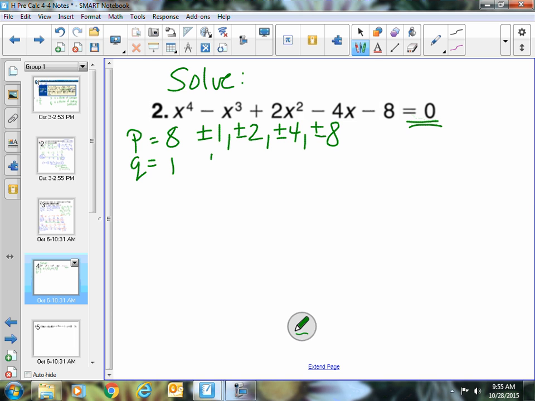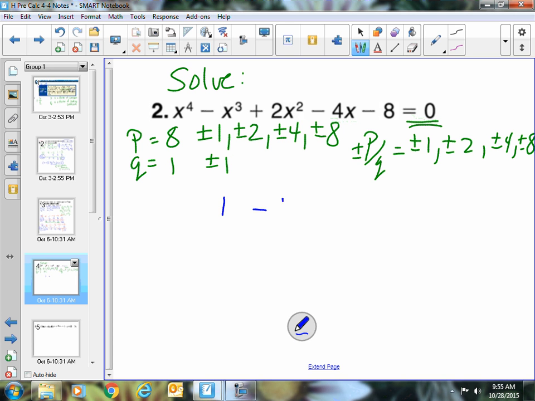So when we look at P over Q, it's basically just the factors of P. So go ahead and make your list. It'd be plus or minus 1, 2, 4, and 8. There's only 8 choices for rational roots here.